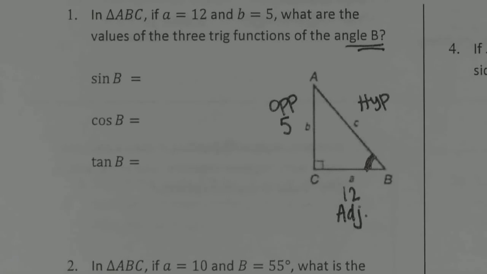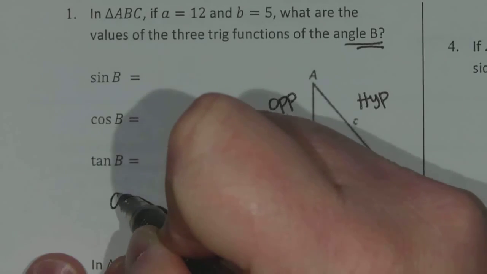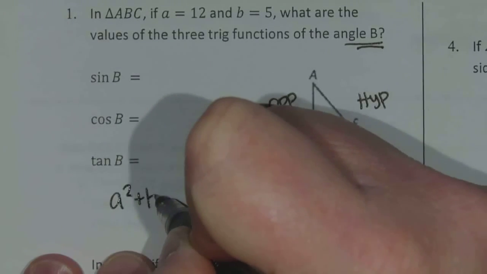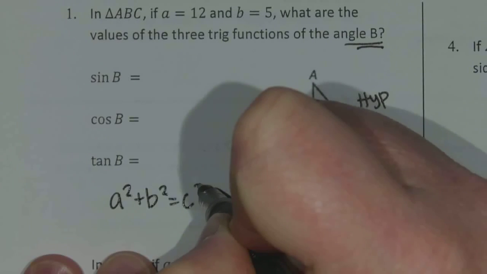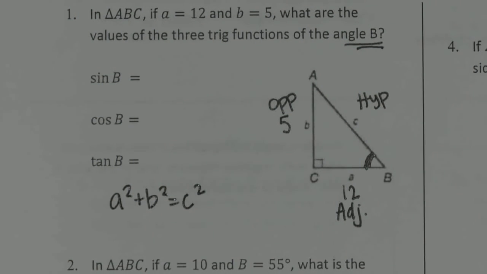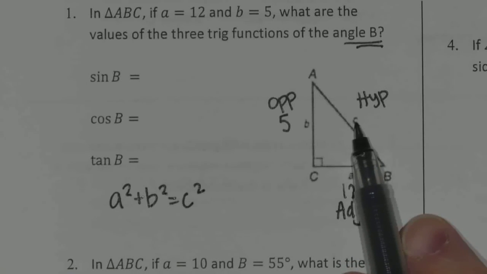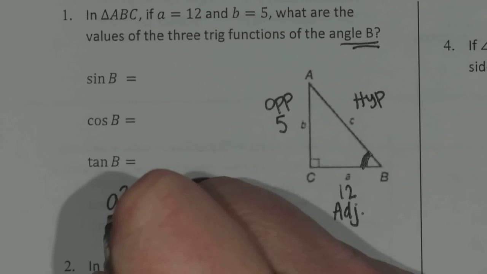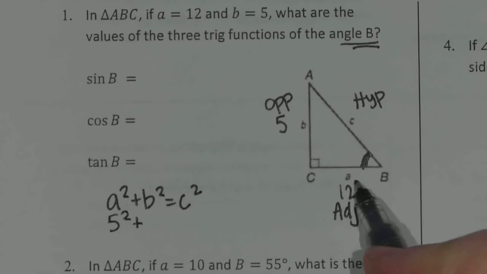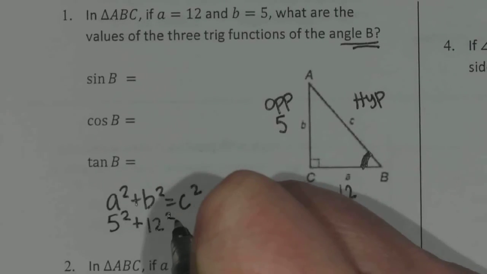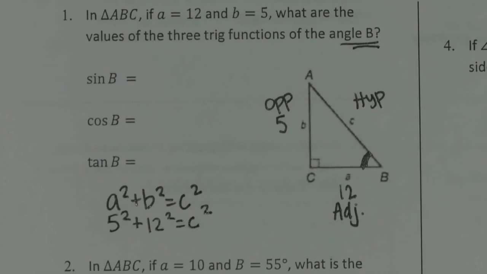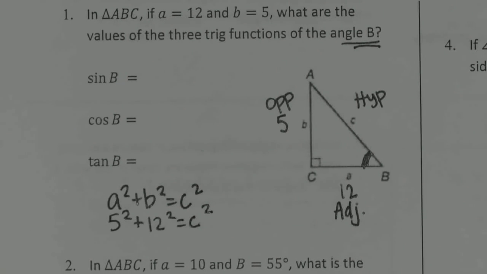A squared plus B squared. That's exactly right. A squared plus B squared equals C squared. That's the Pythagorean theorem. Our C value is always going to be the hypotenuse. So we're going to substitute those numbers in. I'm going to go 5 squared plus 12 squared equals C squared. And I'm just going to finish solving that.